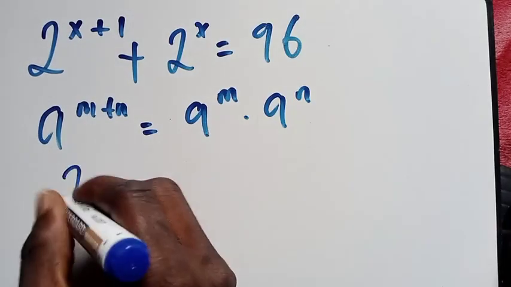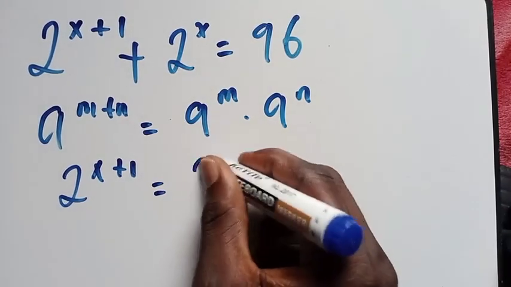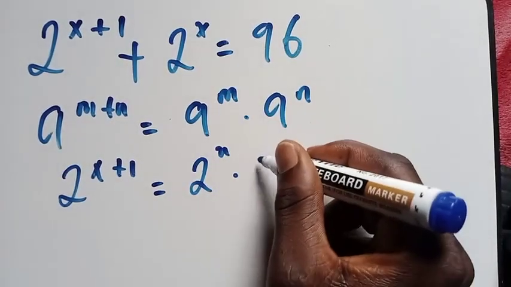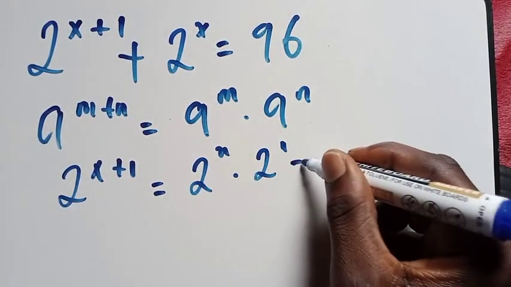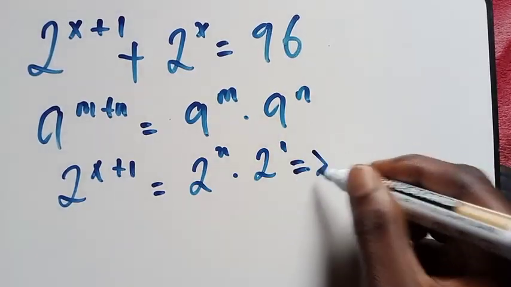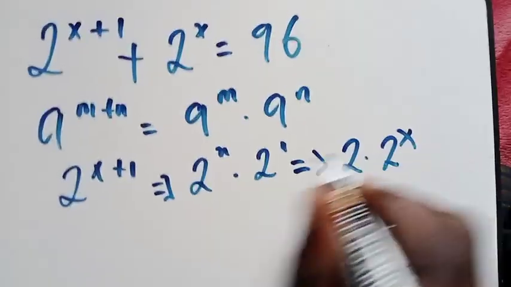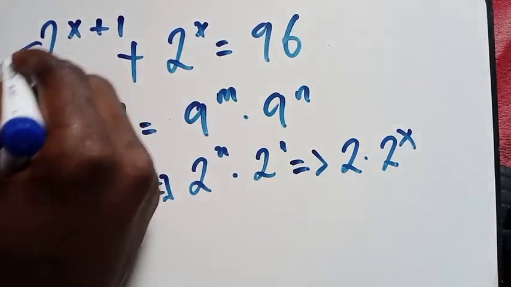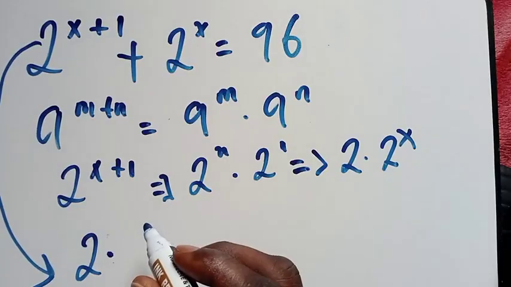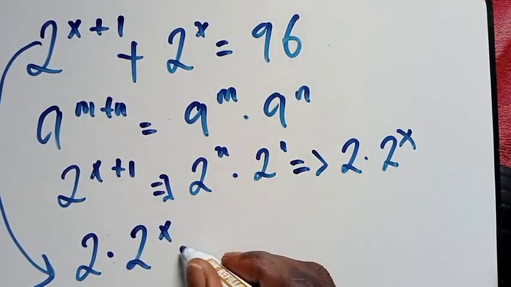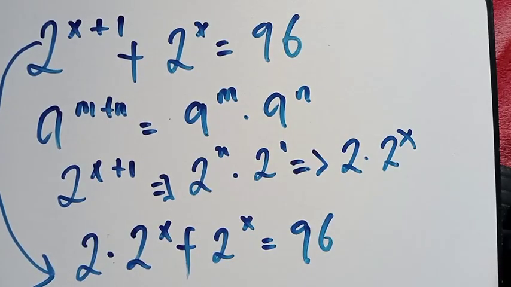This simply means that 2 raised to the power x plus 1 is the same thing as 2 raised to the power x times 2 raised to the power 1, which is the same as 2 times 2 raised to the power x. Now this changes the general equation to 2 times 2 raised to the power x plus 2 raised to the power x is equal to 96.